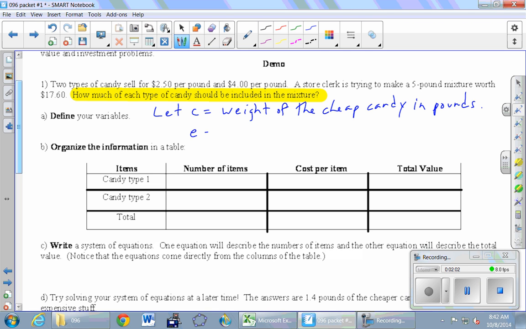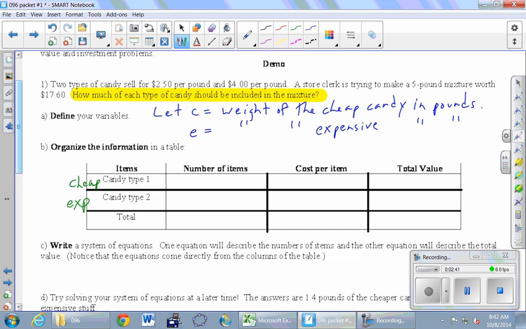And then we'll go ahead and let E equal the same thing, but the more expensive. So again, to figure out what your variables should be, go to the very end of the problem. There's a very explicit question there. That's what your variables should be. Now we're going to fill in some stuff in the table. So first, we're going to fill in the cost per item. I'm arbitrarily going to put the cheap stuff on the top row and the more expensive stuff down below.